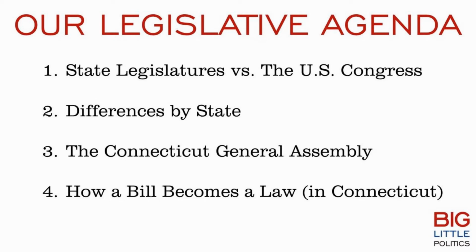Then we're going to look at how these state legislatures look different depending on which of the 50 states you're in. Then we're going to look at the Connecticut General Assembly, which is our state legislature, look at who makes it up, where they meet, what the breakdown is. And then finally, we're going to stay on Connecticut and go through the process of how a bill becomes a law. I'm going to give you the bystander's guide to understanding how this process works, so you can follow it, you can understand it, you know what's going on.